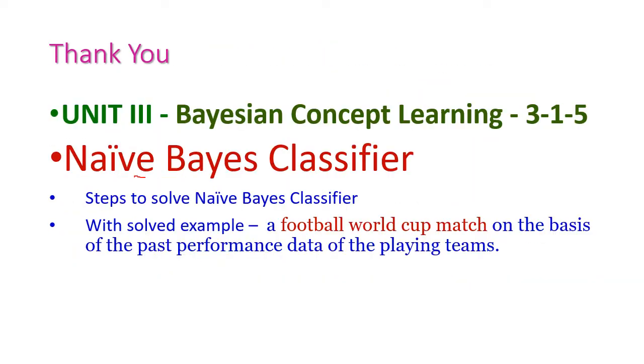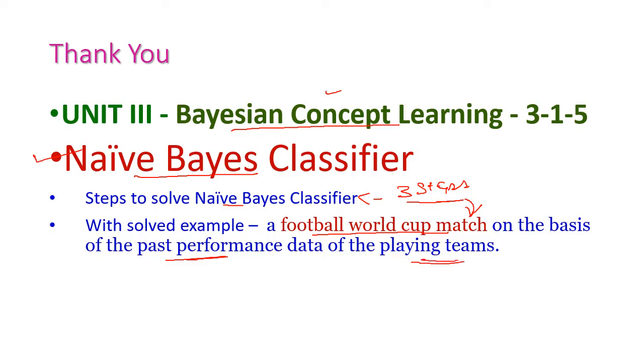So far we have seen the Naïve Bayes classifier from the third unit, Bayesian concept learning. In this class we have seen what is Naïve Bayes classifier and the steps to solve it. There are 3 steps, and we have seen all the 3 steps to solve the football World Cup match example, based on the past performance data of the playing team. In the next class we will see another important topic from the third unit.